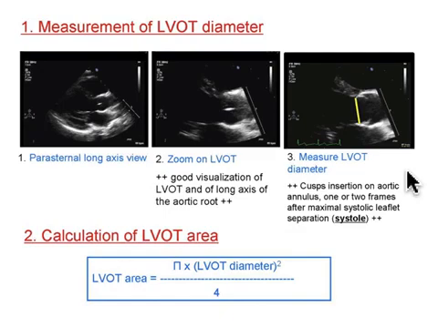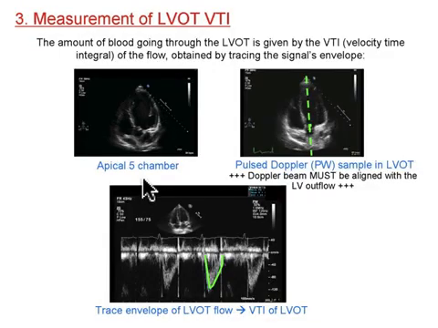And that's going to be an important part of this whole cardiac output. So what the machine does is you lock in that value, and the machine immediately squares it, times it by pi, and divides it by 4 to give you the LVOT area. So it takes the diameter, converts it into the area, and then the next thing you're going to do is measure the velocity time integral across that aortic valve.